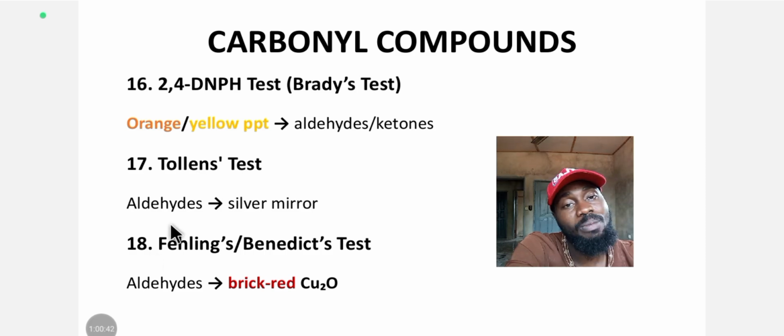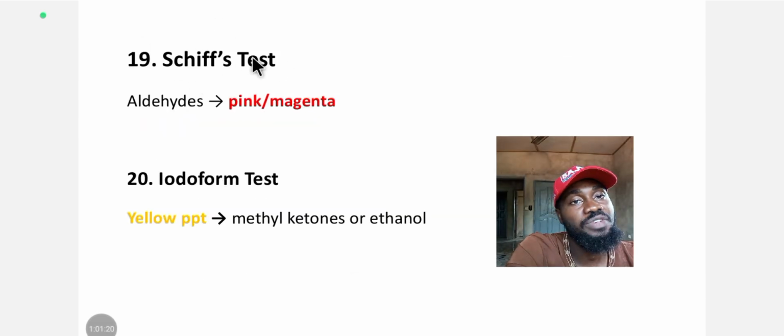The next we have here is number 18. The next test used for carboxylic compounds is the Fehling's or Benedict's test. To test for aldehyde, when you add Fehling's or Benedict's solution to the solution in question, you are going to get a brick red precipitate of copper(I) oxide, which indicates the presence of aldehyde.